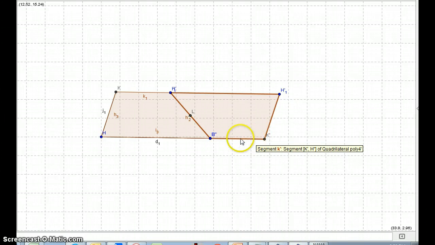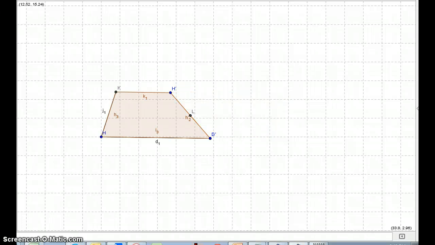This pair of bases added together is congruent to this pair of bases added together. So the figure K, H prime, K prime, H is in fact a parallelogram. And it's a parallelogram that has area that's exactly 2 times this trapezoid. So if I were to know the area of this large parallelogram, couldn't I divide it by 2 and get the area of this smaller trapezoid?